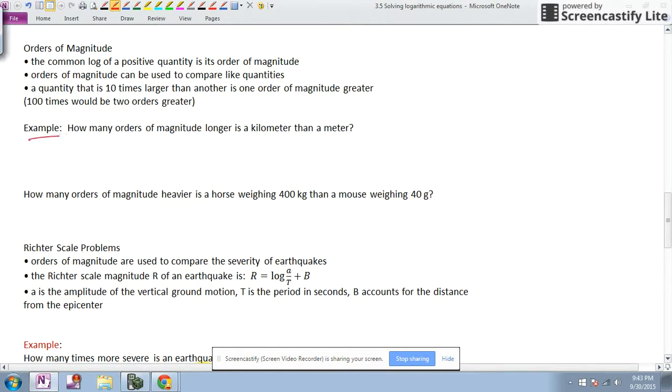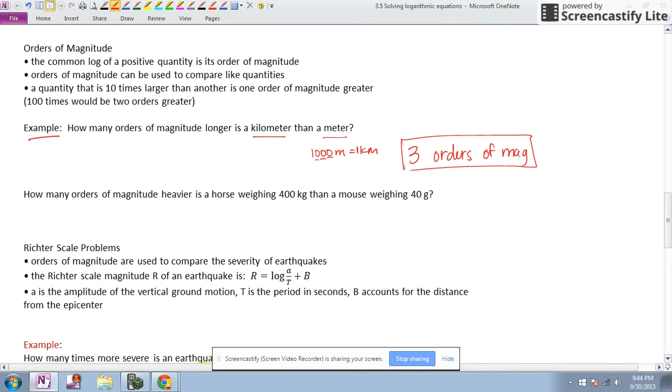So like here in this example, how much longer is a kilometer than a meter? Well, you might know that it takes 1,000 meters to equal a kilometer. And that means that 1 kilometer, let's see, that's times 10 times 10 times 10. That is 3 orders of magnitude bigger than a meter. 3 orders of magnitude, right? So that's how you figure it out, is just how many times would you have to multiply by 10, and that's how many orders of magnitude there are.